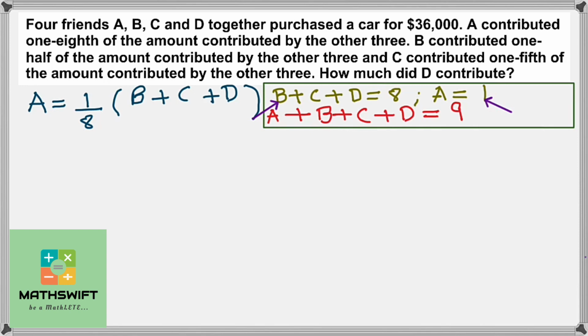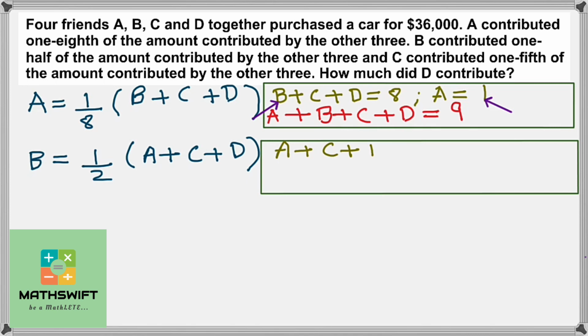Similarly, we can write the second statement of the question that says B contributed 1/2 of the amount contributed by the other three mathematically as. To simplify the calculation, we can assume A plus C plus D to be 2 units, and hence we get B as 1 unit. And on adding A, B, C, and D, we get the total amount spent as 3 units.